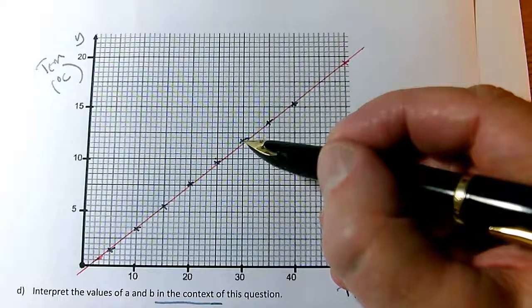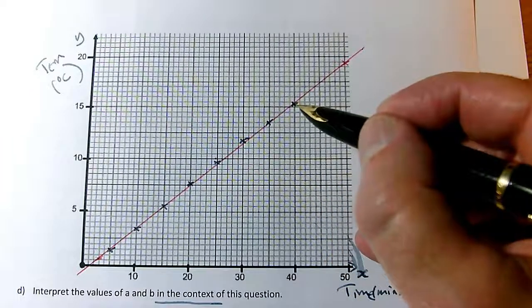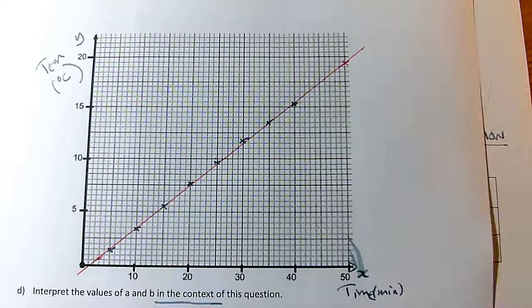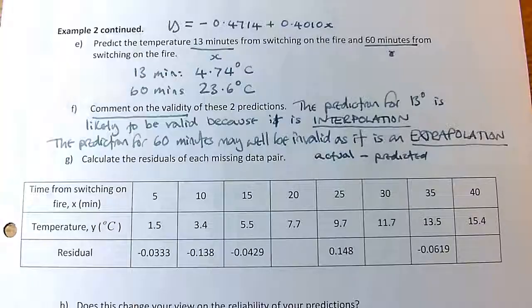So this point would have a positive residual because it's actually above the line, whereas this one at 40, maybe that x is a little bit below the line. If the actual one is less than the predicted, you'll have a negative residual. So let's see that in practice. Okay. Those two values are in fact two I've got to work out.